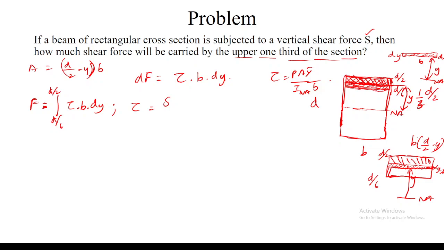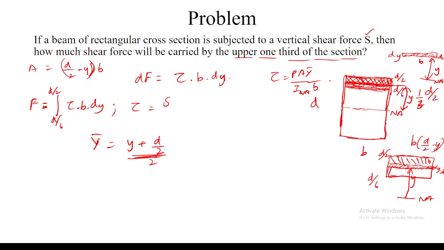Yes, sir, it is clear. Okay. So what will be the value of y bar? Y plus D by 2 minus y by 2. Okay, y bar is nothing but, you are saying, y plus D by 2 minus y by 2. No, it will be y plus D by 2 and y by 2. Yeah, by 2. Y by 2 minus D by 4.